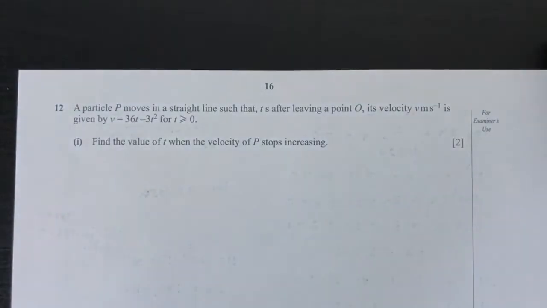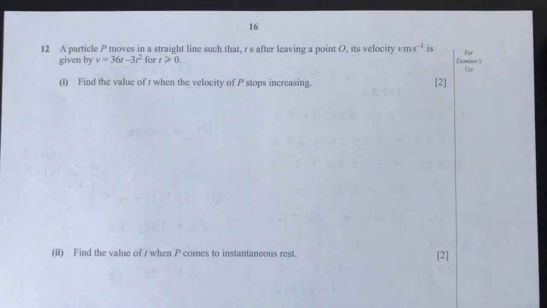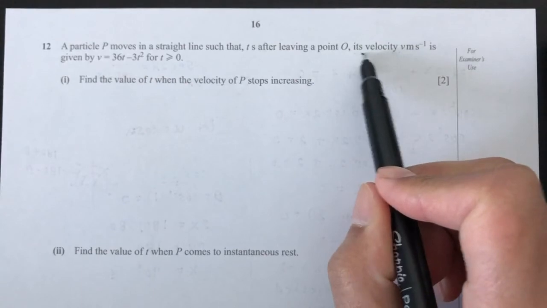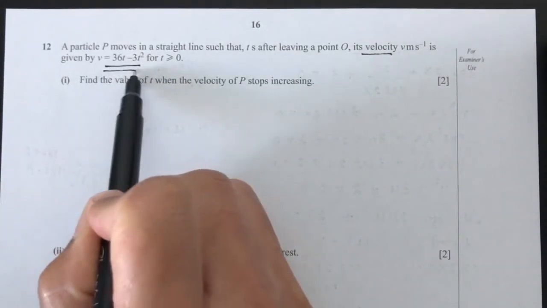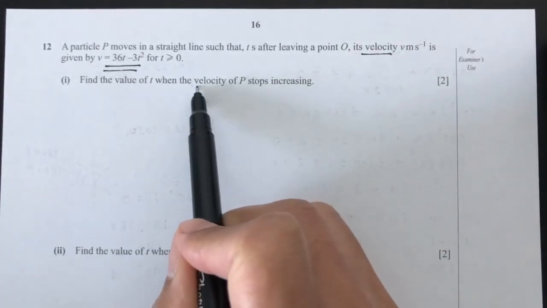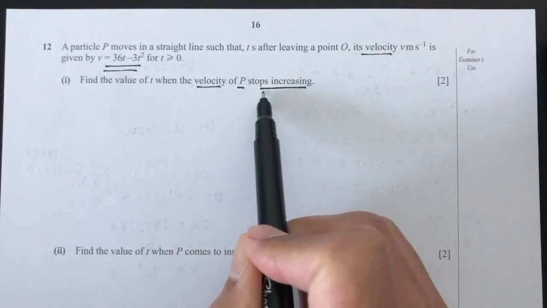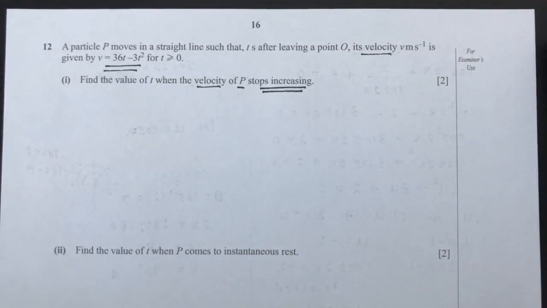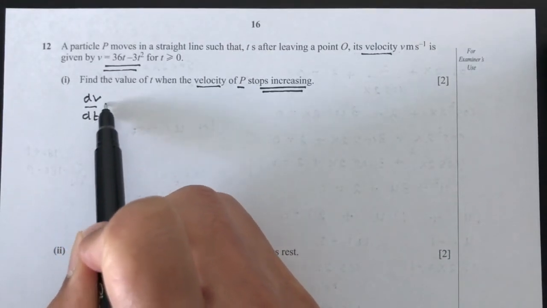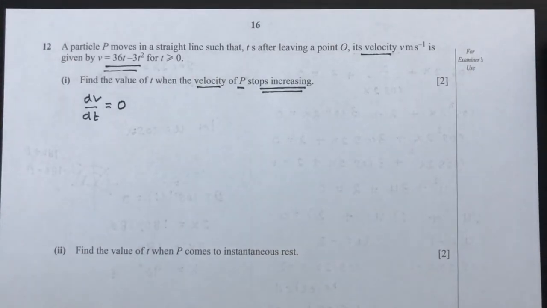Question number 12. Okay, so here we have a particle P. It moves in a straight line such that t seconds after leaving a point O, its velocity v is given to you by this equation. Now we have to find the value of t when the velocity of P stops increasing. Okay, so how do we know when it stops increasing? We know that it happens when dv by dt is equal to 0. That's when it stops increasing.